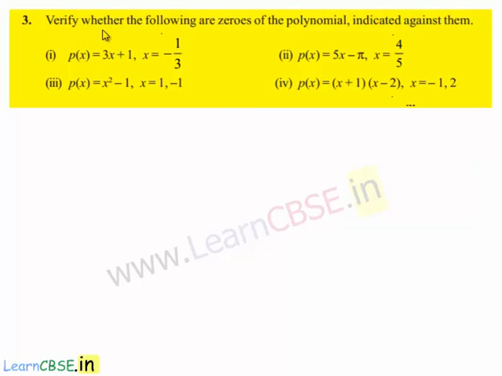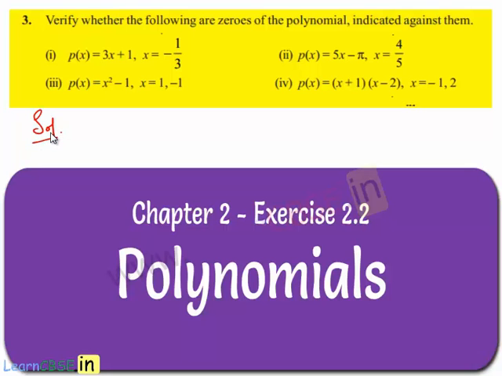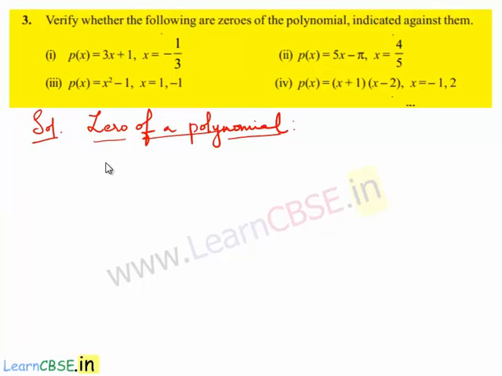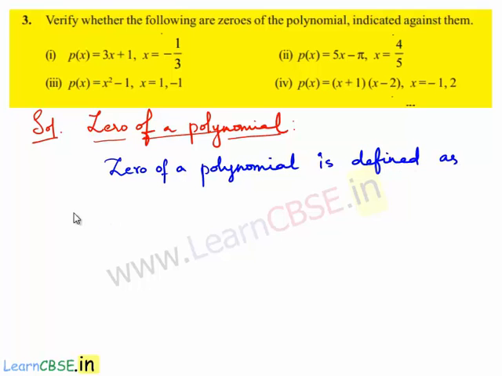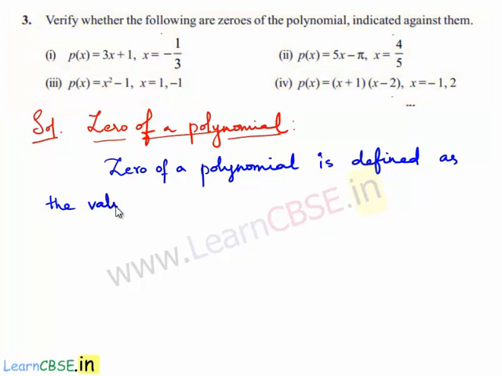Moving to the third problem, verify whether the following are zeros of the polynomial indicated against them. So, moving on to the solution, let us first define what is the zero of a polynomial. So, the zero of a polynomial is defined as the value of the variable at which the polynomial becomes 0.